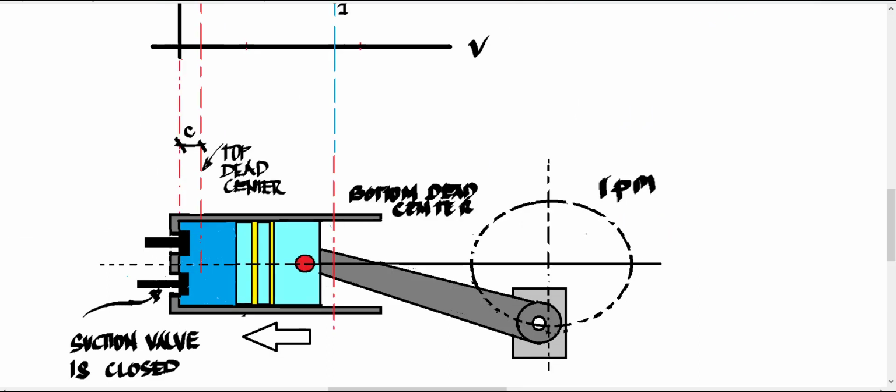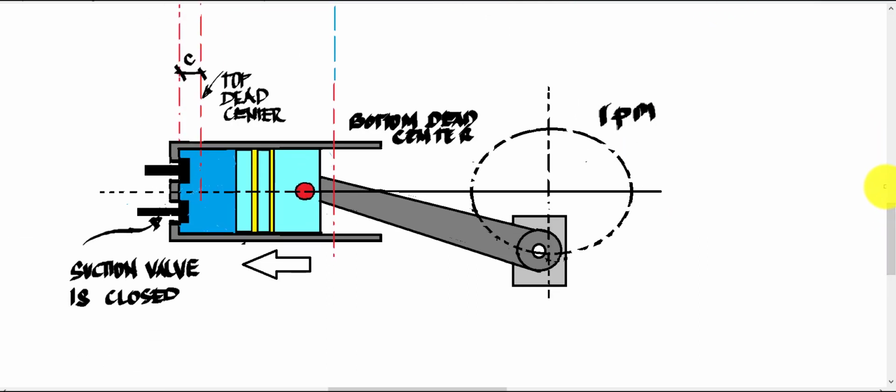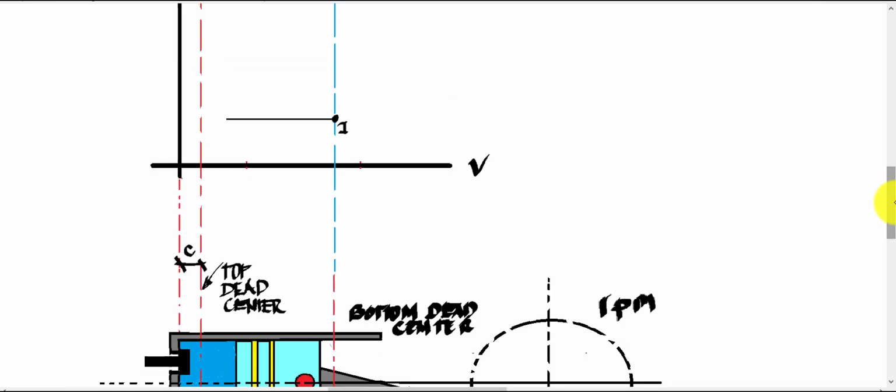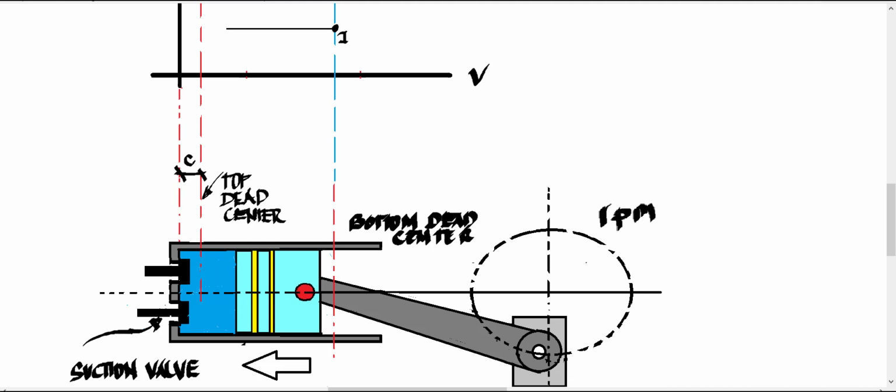Notice here, now we have what is called the compression stroke. So if you're going to plot that one in our PV diagram, we have here going there. You will notice also that our exhaust valve is still closed during the compression.